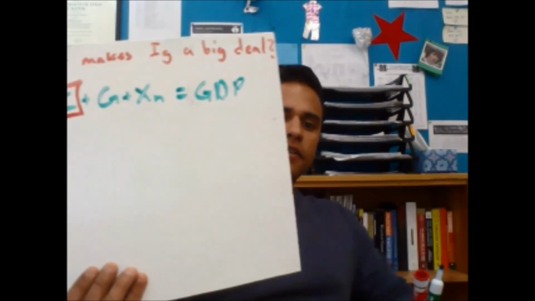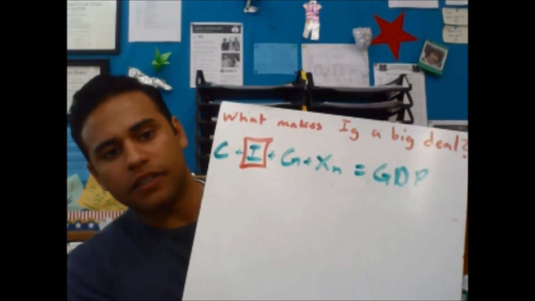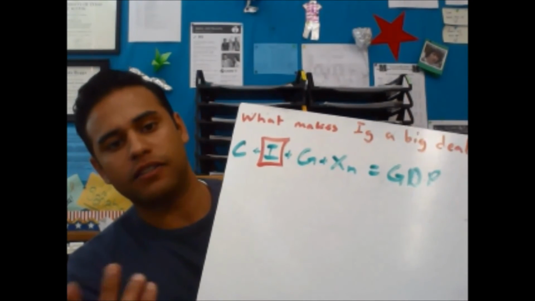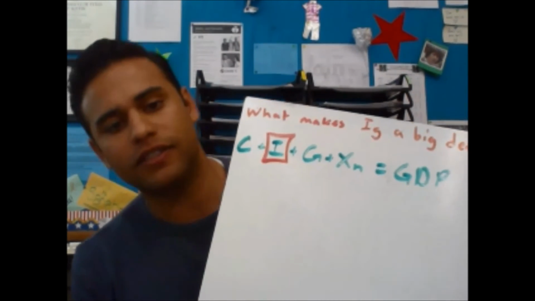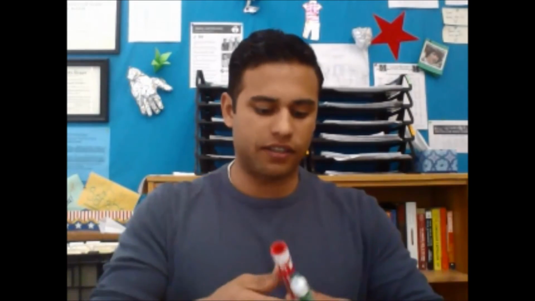So the fact that investment is a component of GDP makes it a big deal. But you're thinking, well, that's not a super big deal because so is consumption spending, so is government spending, and so is net exports. So is gross private investment a big deal just because it's part of GDP?